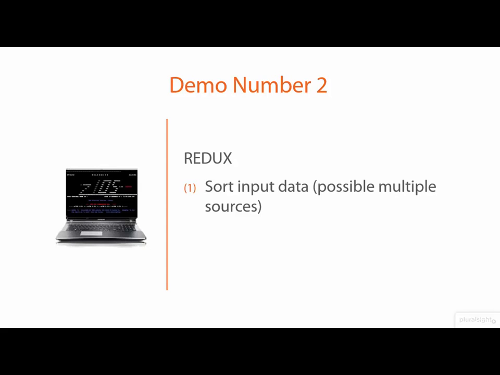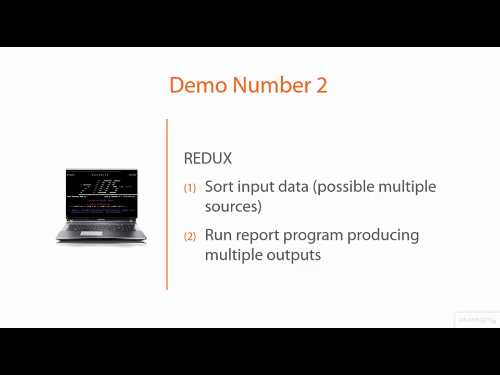So as an example of this, we'll take a look at our second demo, which involves running a program called RMF Redux. In this particular case, we're going to see two steps, where we have input data that is being sorted, and then we're going to produce multiple reports based on the data that we have read in. This can give you an example of the types of usage that we have in terms of being able to run background jobs and then view the resulting output.